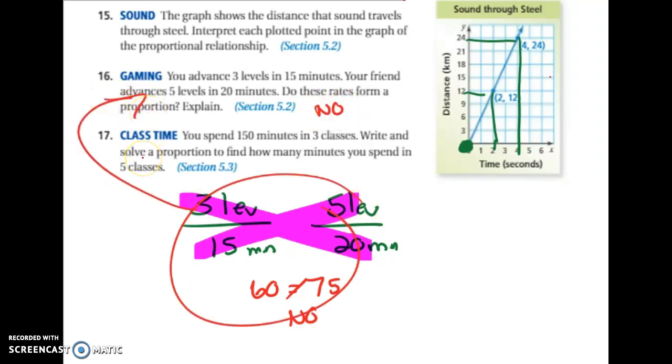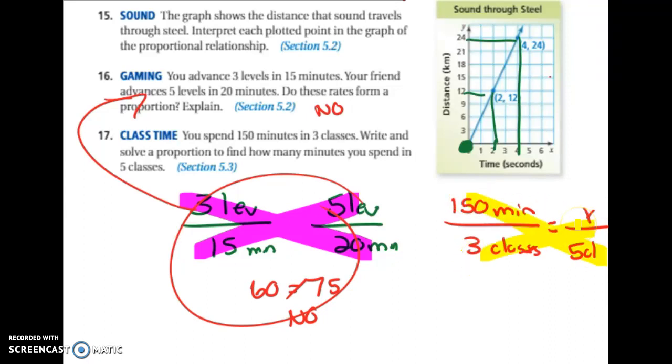Okay. 17, you spend 150 minutes in 3 classes. Find out how many minutes you spend in 5 classes. So you'd have X, 5 classes, set them equal to each other. This one doesn't ask you to solve, but again, if it did ask you to solve, 3 times X is 3X, 150 times 5 would be 750. You would divide by 3 here, divide by 3 there. X is equal to 250, which means that you spend 250 minutes in 5 classes if you spend 150 in 3.